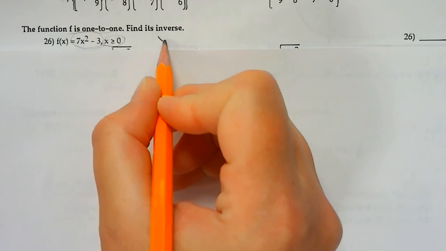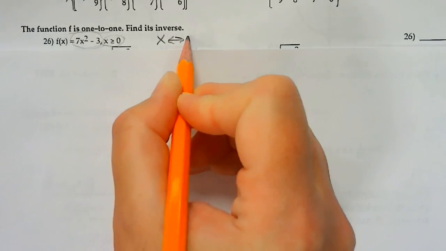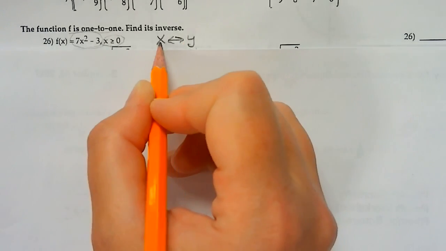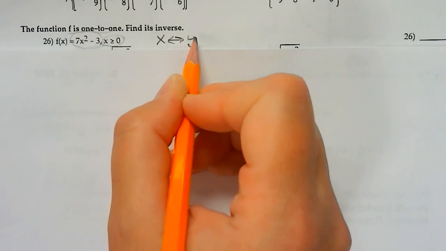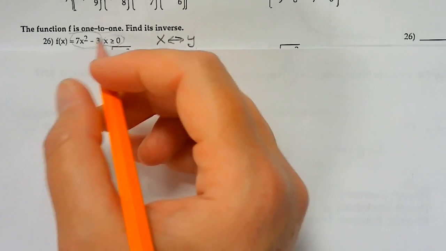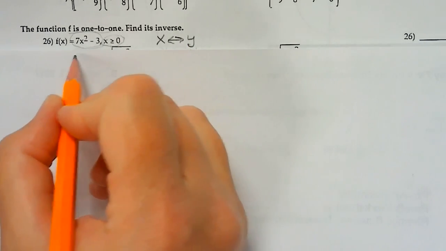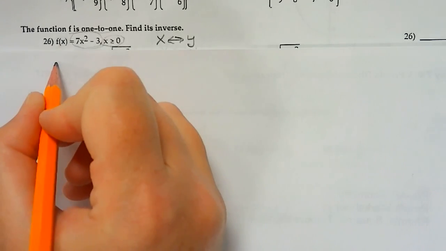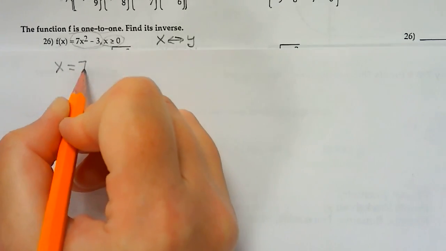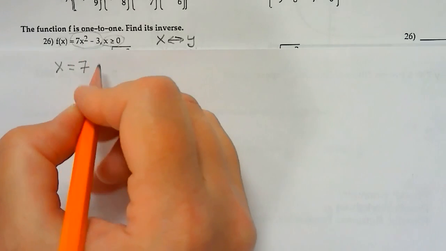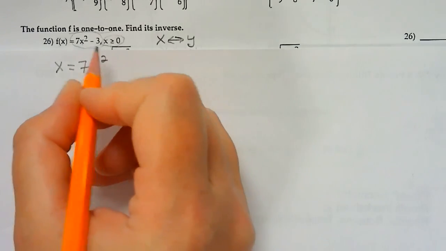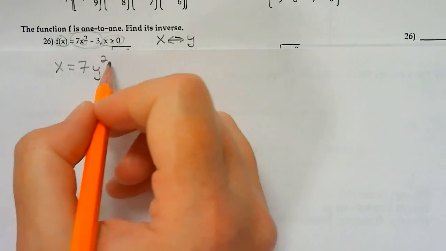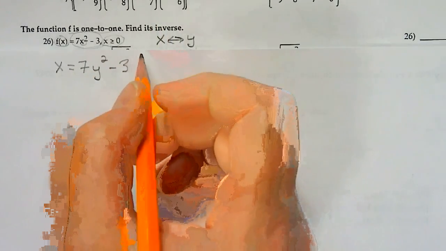So what we do for inverse is we change all our x's to y's and all our y's to x's. We interchange those two. And what's interesting, it ends up making the domain and the range switch positions too. So instead of y, f of x is our y variable, I'm going to put x equals 7 times, now instead of x, I'm going to put y squared. So my y became my x became my y, minus 3. I got the whole thing.